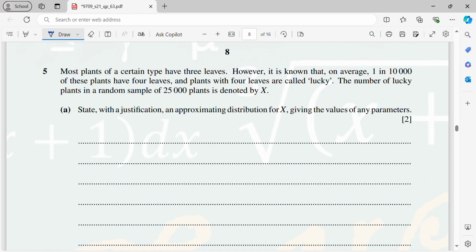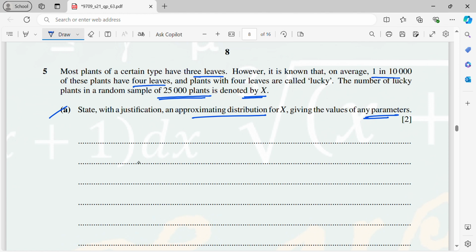Number 5. Most plants of a certain type have 3 leaves. However, it is known that on average, 1 in 10,000 of these plants have 4 leaves. And plants with 4 leaves are called lucky. Now, the number of lucky plants in a random sample of 25,000 plants is denoted by X. So A, state with a justification an approximating distribution for X, giving the values of any parameters.